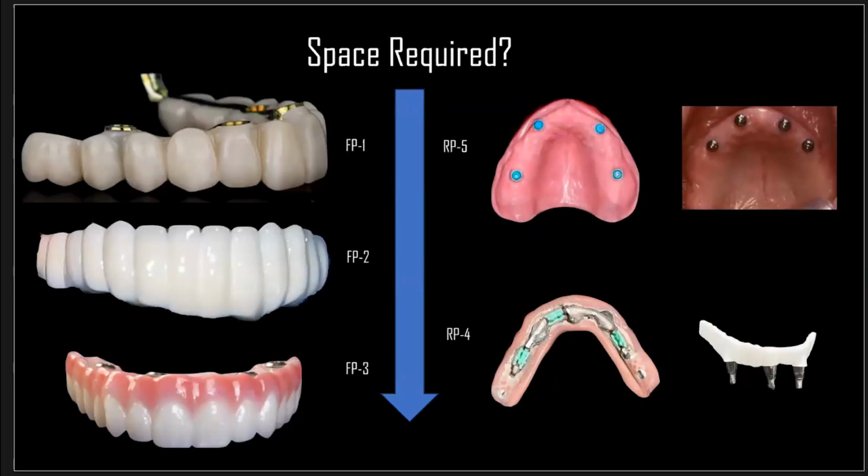And then we have two different types of overdentures. We have an RP5, which is going to be an implant denture, but we're going to rely on the patient's stress-bearing areas. So we're going to keep the palate in the prosthesis on the maxilla. Or we have an RP4. This is where we generally do a bar, where it's going to be completely implant supported. And each one of these is going to have different space requirements.